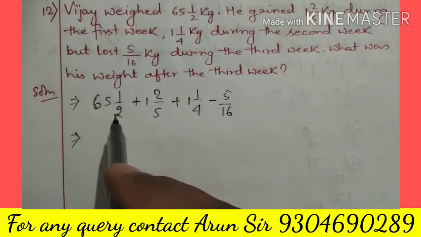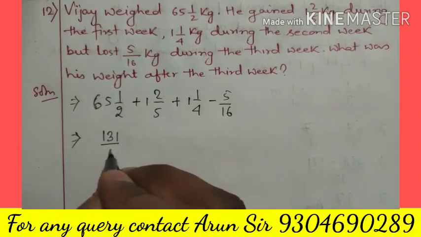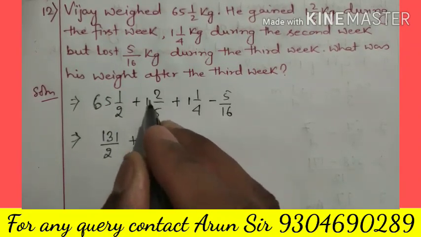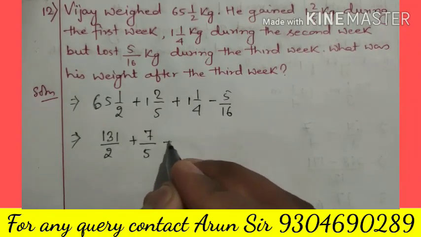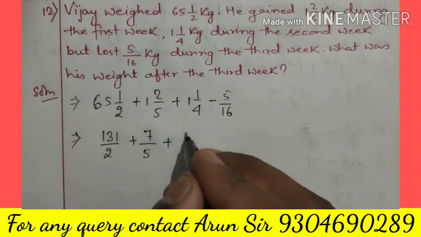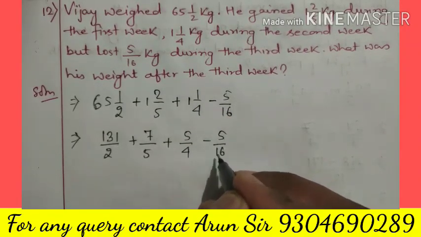First we will convert the mixed fractions into improper. 2 into 65 will be 130. 130 plus 1, it will be 131 by 2, plus 5 times 1 is 5 plus 2, 7 by 5, plus 4 times 1 is 4 plus 1, it will be 5 by 4, minus 5 by 16.